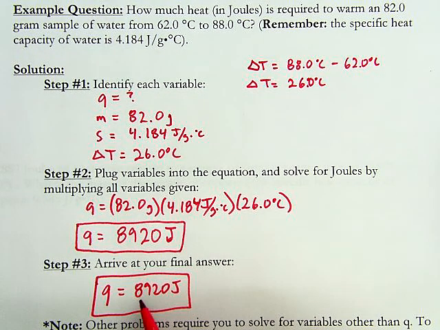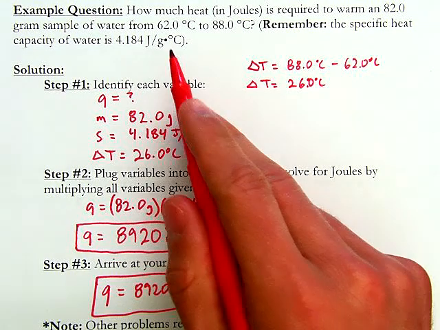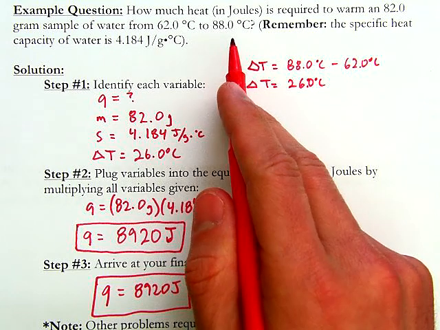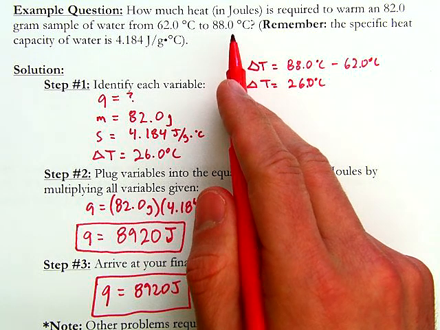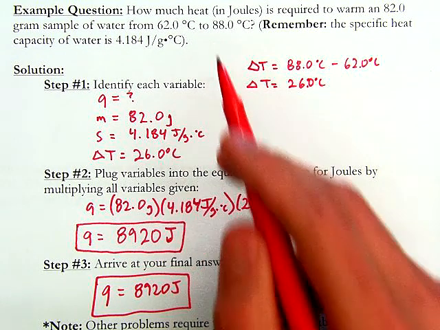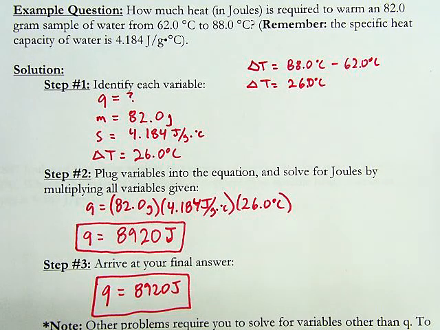Notice Q is a positive value. So if Q is positive, that means that this is an endothermic process. So that means that this amount of joules is required in order to raise the temperature. And that makes sense because you have water at one temperature and you want it to go to a higher temperature. That energy needs to be supplied to the system from the surroundings. And this is the number of joules that are needed.